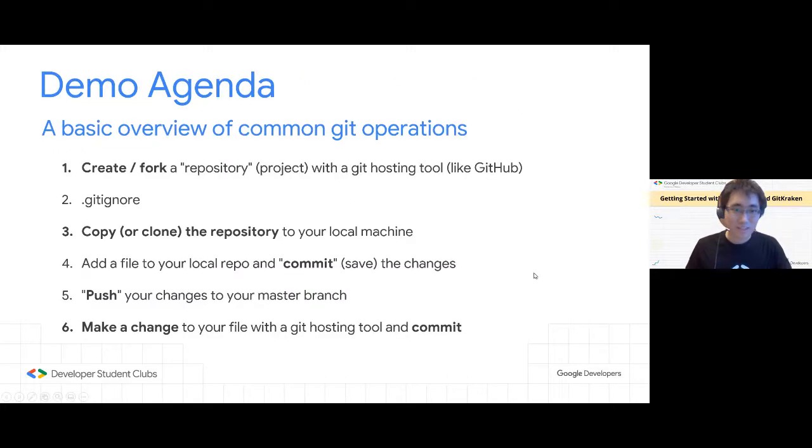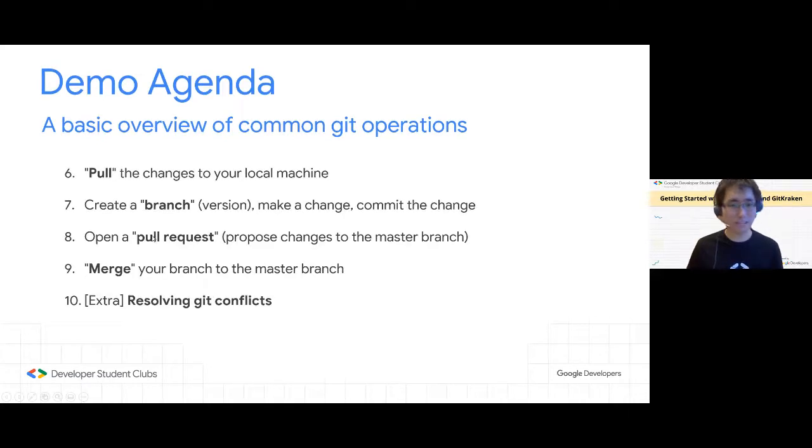Okay, so the demo agenda: a basic overview of common Git operations. I will do forking, git ignore, cloning, adding a file to a local repo and committing, push, and making a change. I will come back to this agenda a few times to make sure I don't miss anything. Then pull the changes, create a branch, open a pull request, merge, and then resolving Git conflicts, if I can make a conflict. Hopefully I can make it.